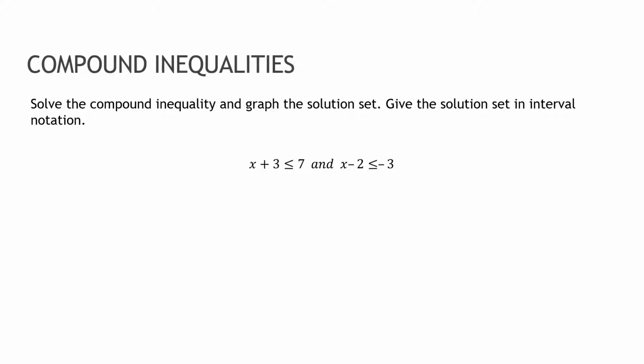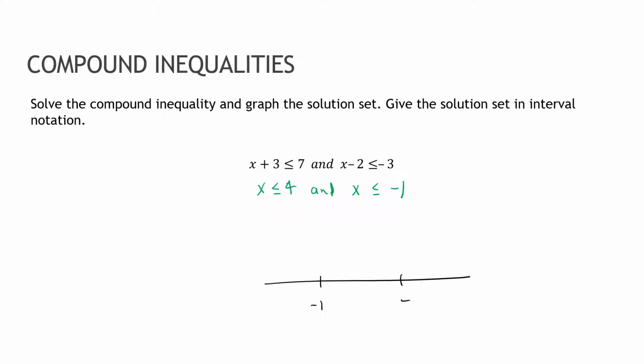So here's what an "and" might look like. Now the good news is we already know how to solve these. I'm going to subtract 3 from each side, and I'm going to add 2 to each side. So I'm done solving, and now I want to give a solution set in interval notation. I'm saying what values are less than or equal to 4 and less than or equal to -1.